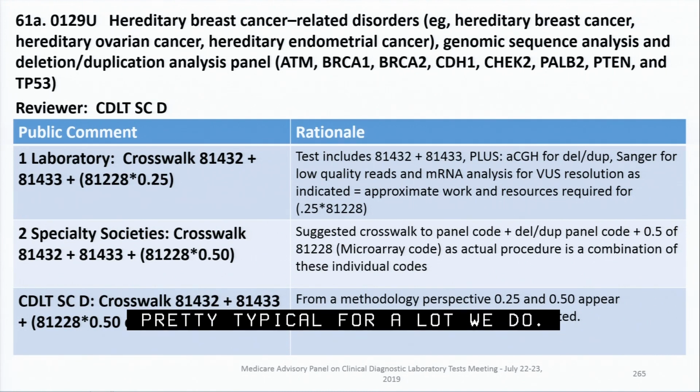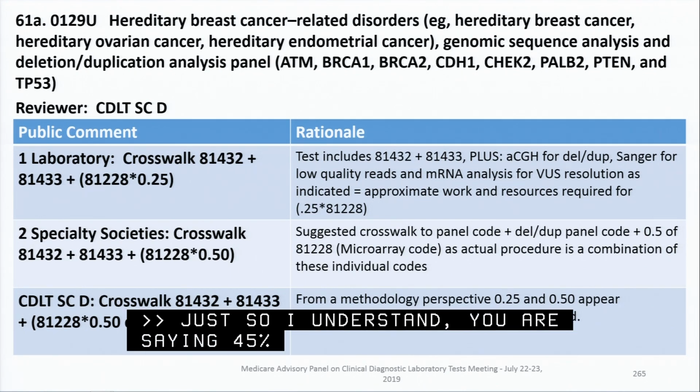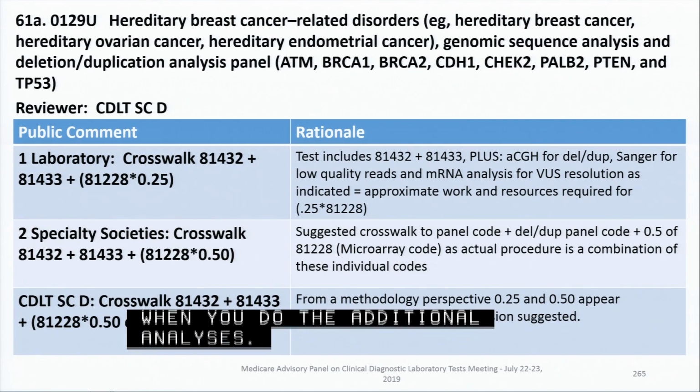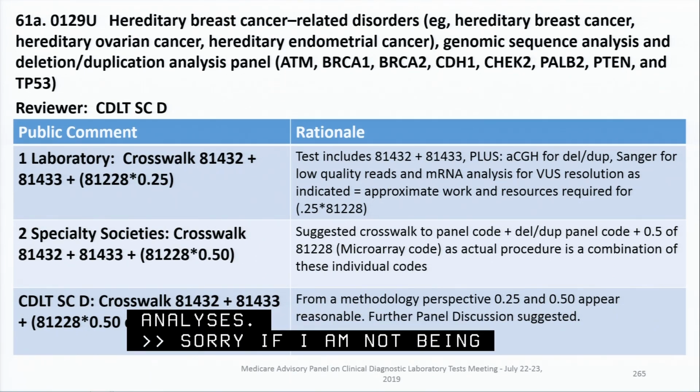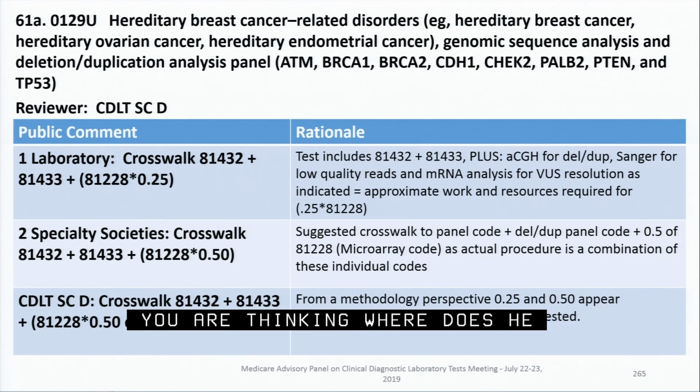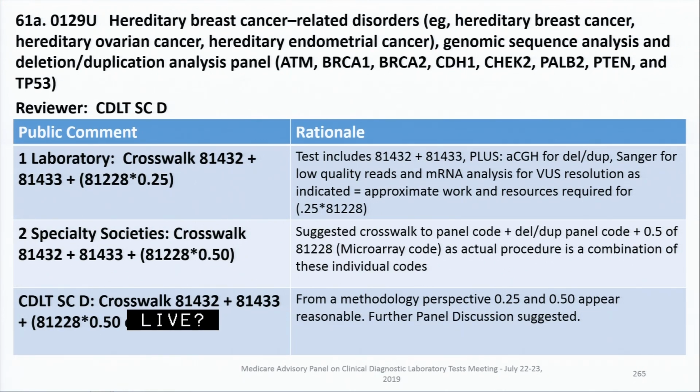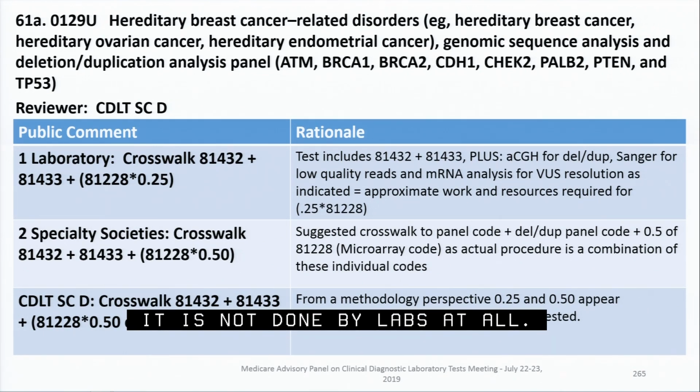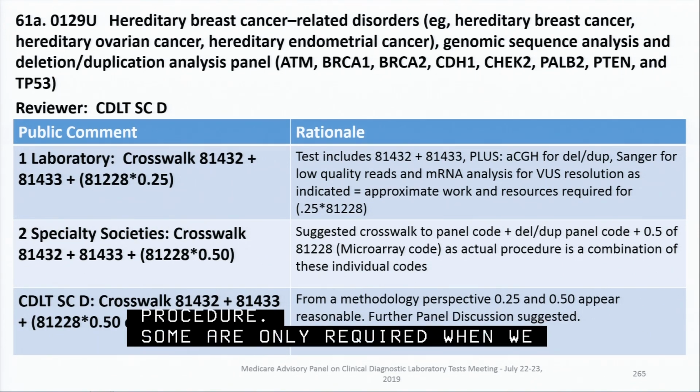Just so that I understand correctly, you're saying about 25 to 35% of the time or 25 to 50% of the time is when you would do the additional analyses? Again, and sorry if I'm not being clear, for some of the genes, as you're probably well aware, Dr. Bossler, it requires the additional analysis 100% of the time, and other laboratories will just not look at that region at all. So even though it might be done by some labs, it's not, I would suggest, a common procedure, hence the request for differentiation. Some of them are only required when we encounter a pseudogene region or one of these AT/GC regions. Just trying to clarify the amount of time that happens.